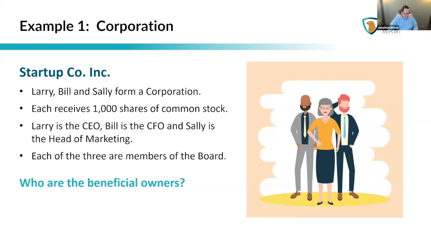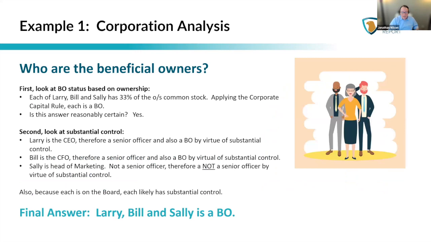So let's dive into some examples about how we're going to apply these rules to help our clients as we go. Example number one is always the easy one. Larry, Bill, and Sally form a corporation, each get 1,000 shares of stock. Larry's the CEO, Bill is the CFO, Sally is the head of marketing. Each of the three are members of the board of directors. So who are the beneficial owners? Should be easy, right? It is.